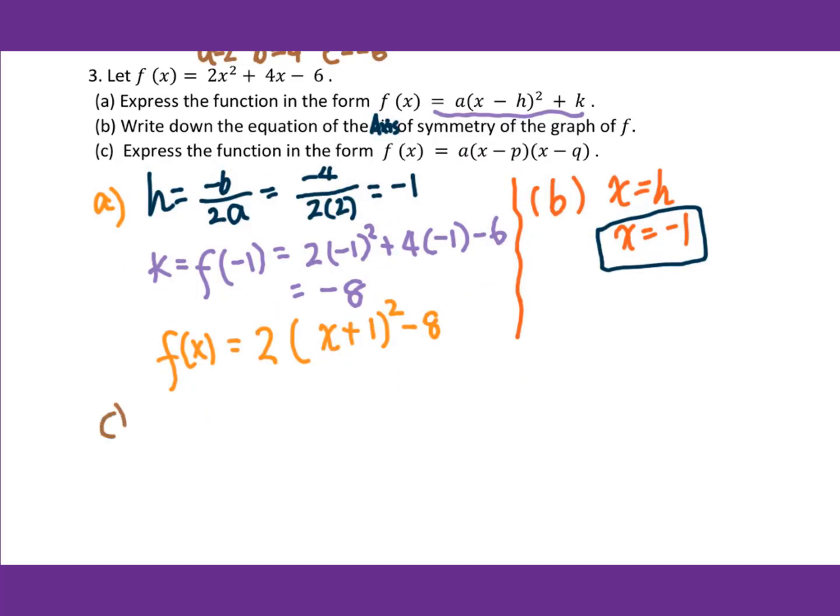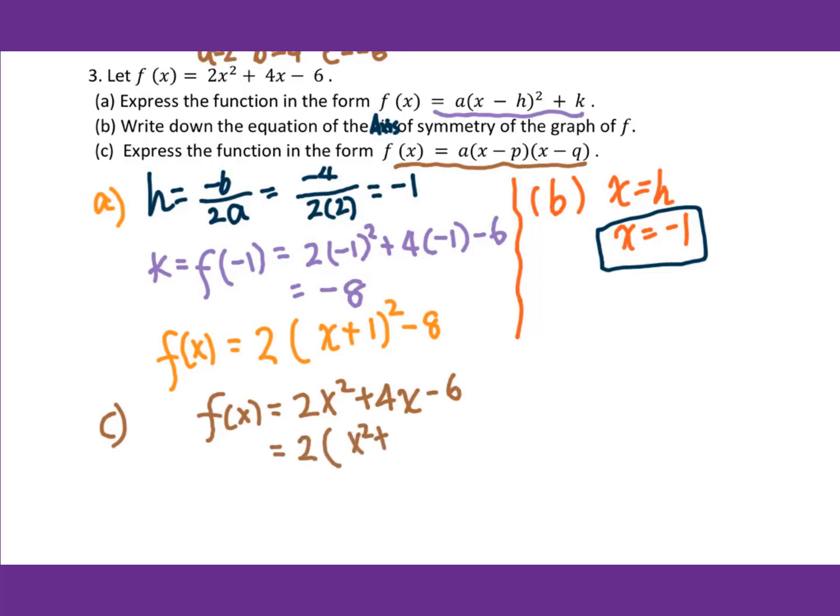For C, we need the factored form. Therefore, for f of x equals 2x squared plus 4x minus 6, the common factor is 2. We got 2 times (x squared plus 2x minus 3). Then I factor this. You will get (x plus 3) and (x minus 1). This is the factored form.